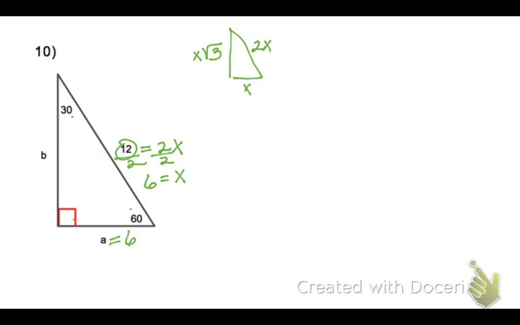So b, the next longest leg, is equal to x times the square root of 3. We know your x is 6, so b is 6 times the square root of 3. So on your paper, you would have said a equals 6 and b equals 6 root 3.